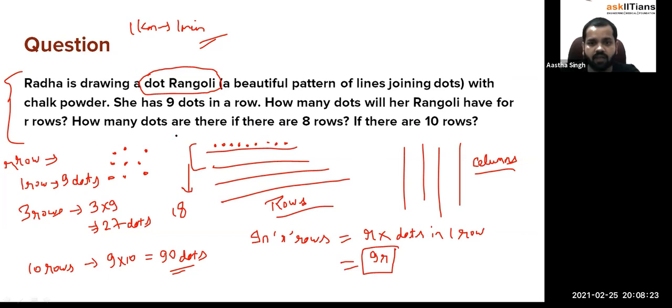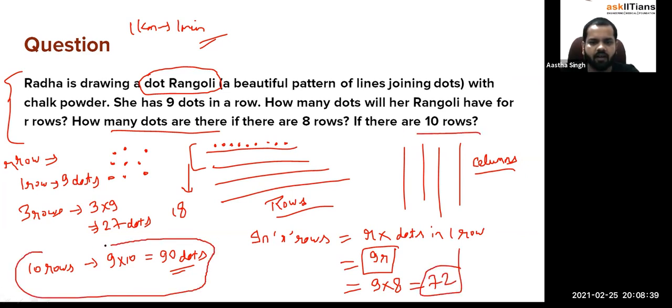But the question is not completed yet. How many dots are there if there are 8 rows? If 8 rows are there, so 9 into 8, 8 nines is 72, right or not? In 10 rows, we have already done it. In 10 rows, it will be 9 into 10. So basically, this question just wants you to understand what algebra is, what is the meaning of your variable, right? So we have taken a variable r. So your number of dots in r rows will be equal to 9r.